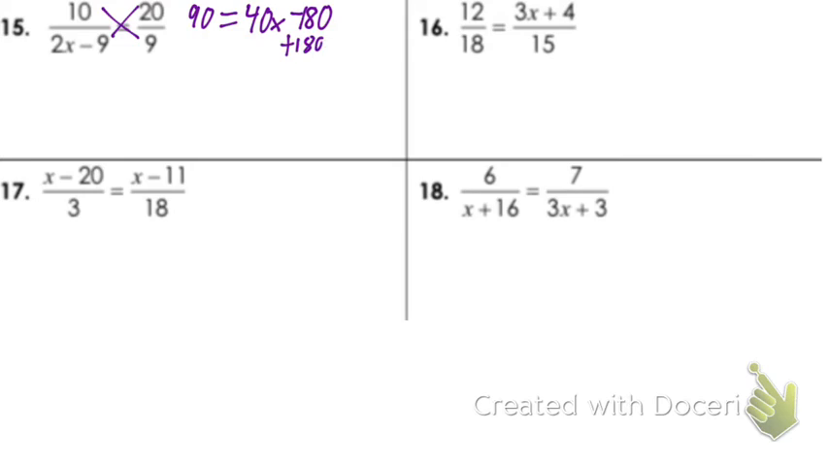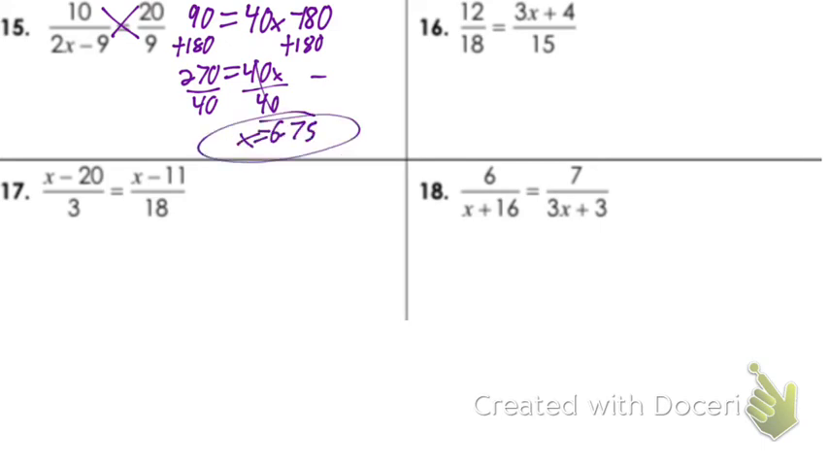80 or 100? Liam, so we're going to add 180. We're going to get 270 is equal to 40x. Divide both sides by 40. Okay? And x is 6.75, yep. Nice. So close. 6.75 or 60? 6.75. What about 6.76? No.